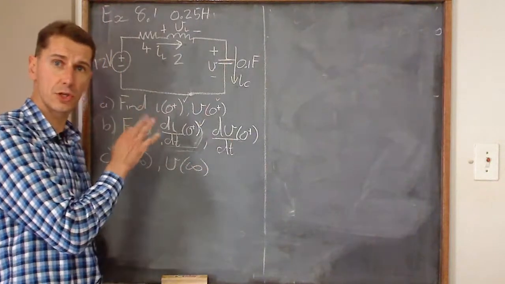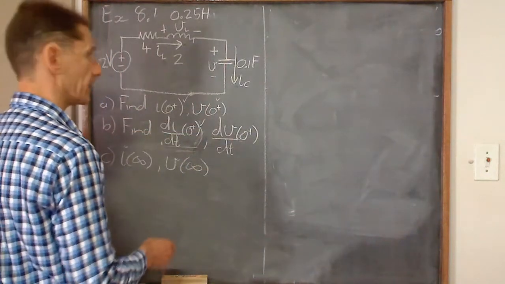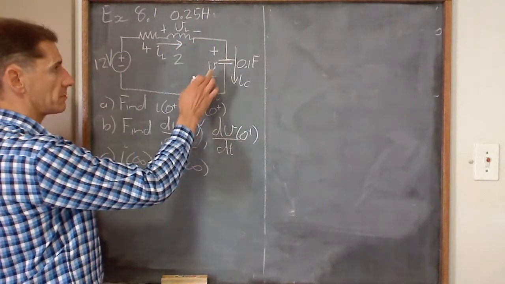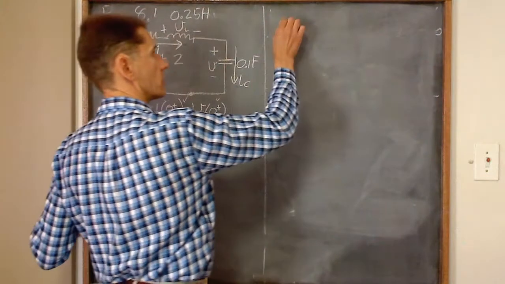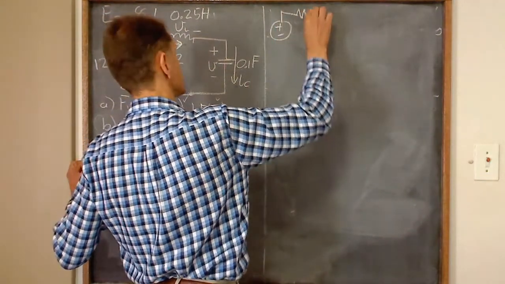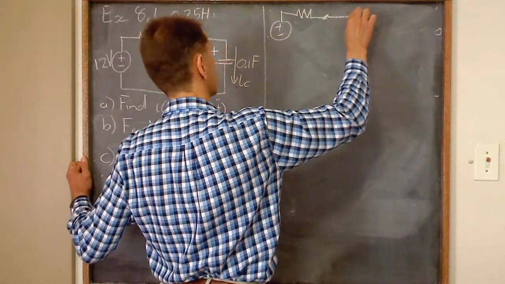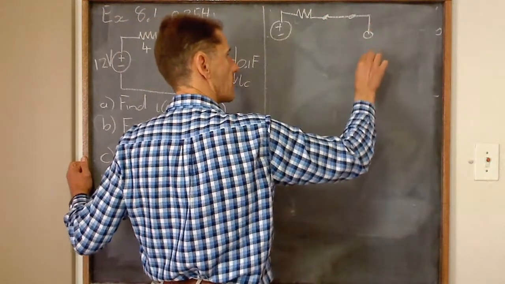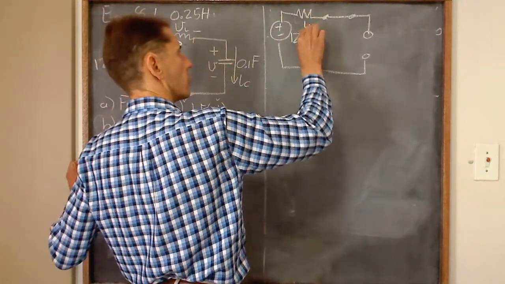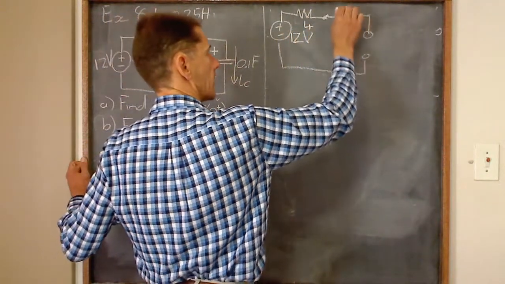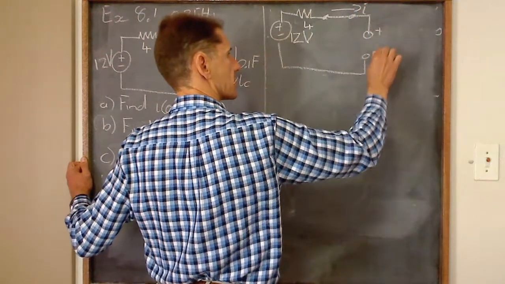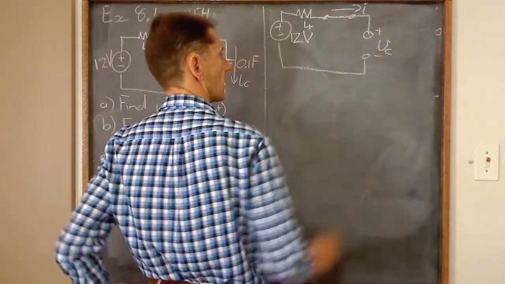So what is this circuit going to look like at time infinity? Inductors become short circuit, capacitors become open circuit. So let's redraw it over here. We've got plus minus, that resistance, the inductor is a short circuit, and the capacitor is an open circuit. So here we've got 12 volts, 4 ohms, and the current is still flowing in that direction, and I've got plus minus VC over there.